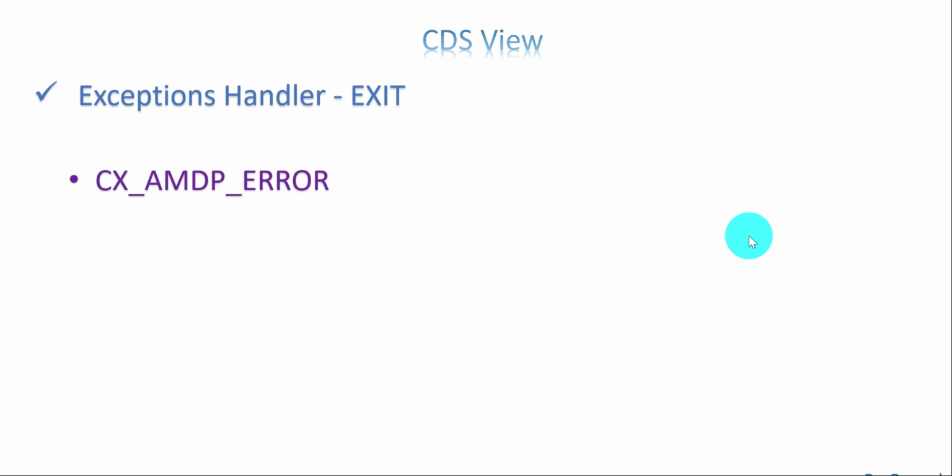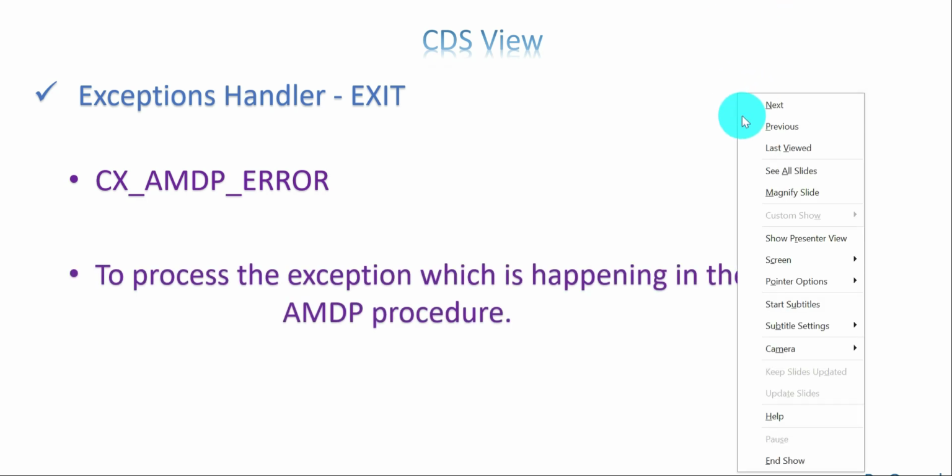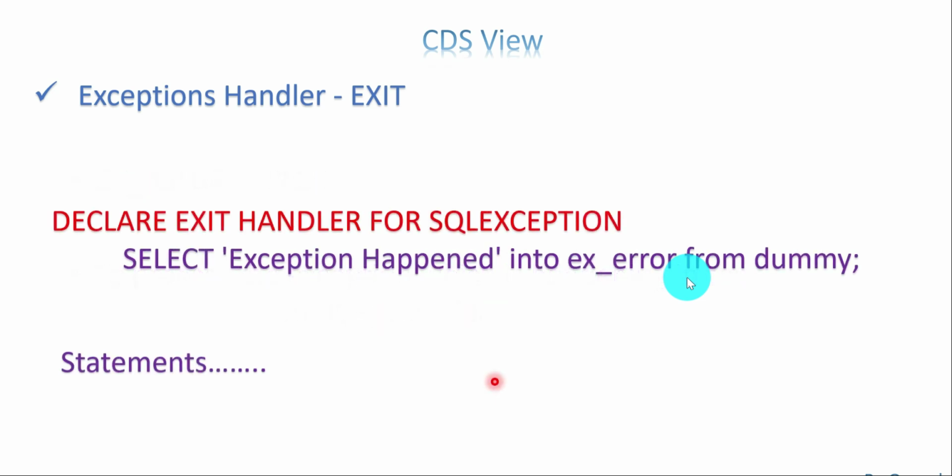Let's see how to capture the exception happening inside the procedure. First we are going to look at the exit handler, to process the exception which is happening in the AMDP procedure. Inside the procedure itself, we are going to capture the exception. There is a syntax for the exit handler: declare exit handler for, followed by the reason.